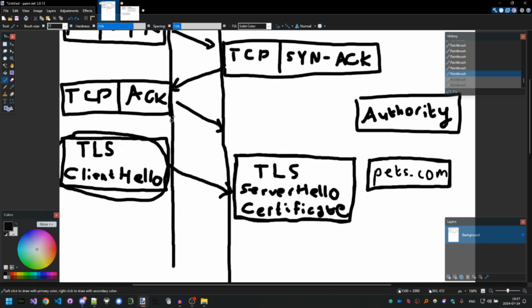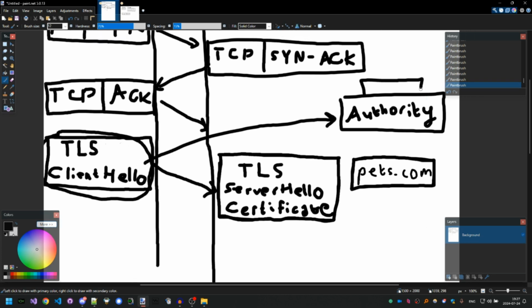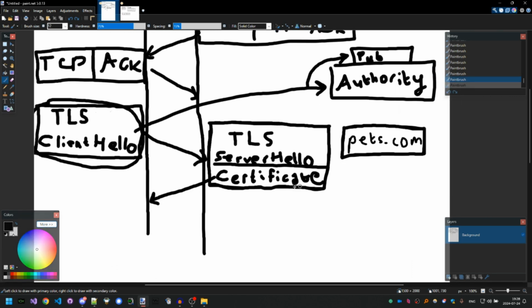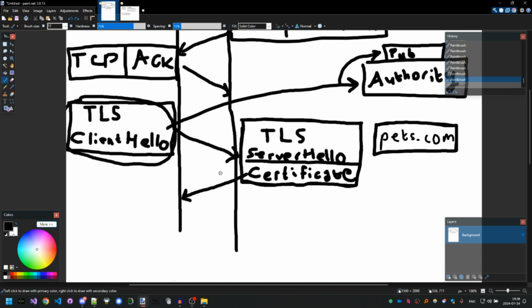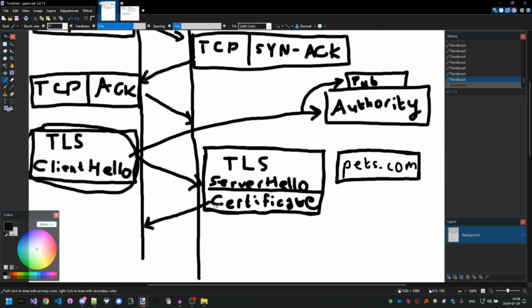Because I want to clarify, the client is aware of this authority because the client knows this authority's public key. So that when a certificate is received, we can verify this signed certificate. It can verify the signature given this public key, that this server is who they say it is, and that is the source of the trust that the client establishes with the server. The client is like, okay, this server is who they say it is because the authority gave me a signature that says so.